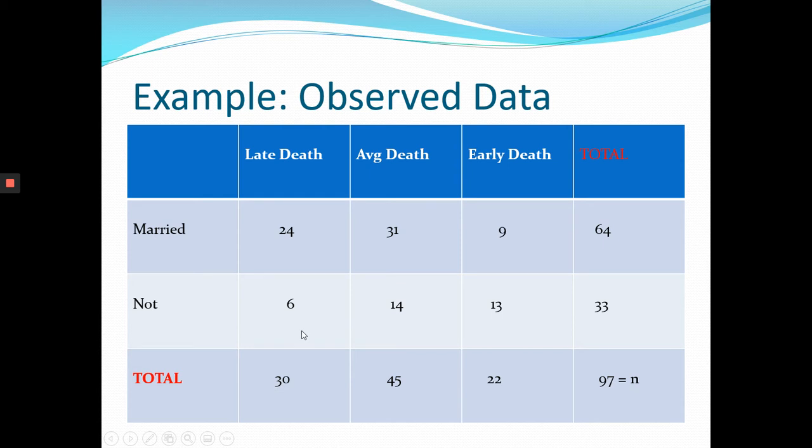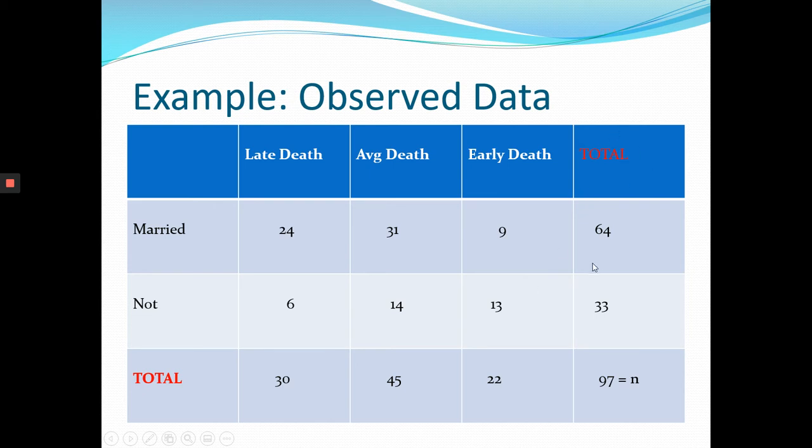And then the first thing that you should do is you should total them. So you want to have the total of married men. So maybe I should just run through this real quickly. So we have married men dying a later death, married men who are dying at an average age, and married men who die early. And then there's not married men dying late, dying on time, and dying early.